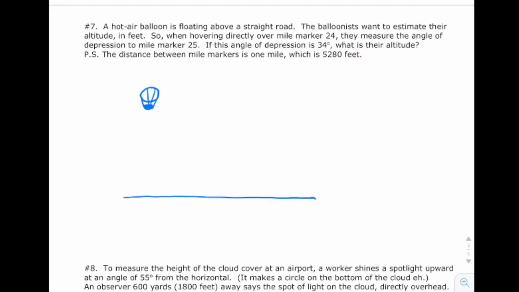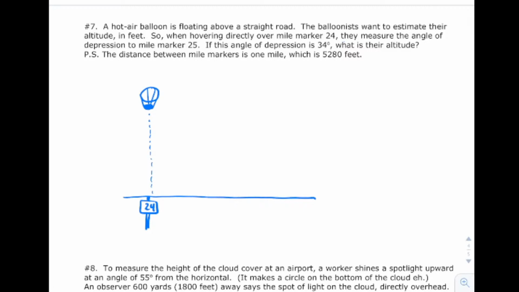And it's directly above mile marker 24. Did you ever see the mile markers on the side of the highway? They're cool. You could use them to see how good your odometer works. It's like, hey, my odometer says I went 2 miles, and that says I went 3 miles. No, it's not going to be off that much.